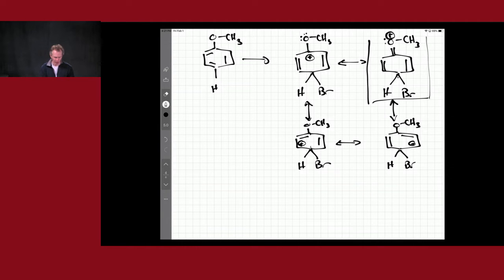If we then look at meta, what we're going to see here is that we don't have that same benefit anymore. Let's try together to delocalize this positive charge, and let's see what other sorts of resonance forms that we can draw with this.